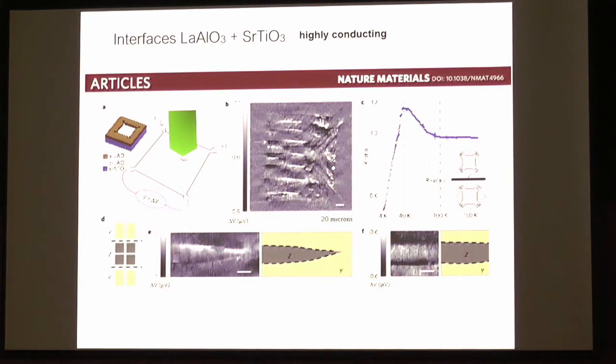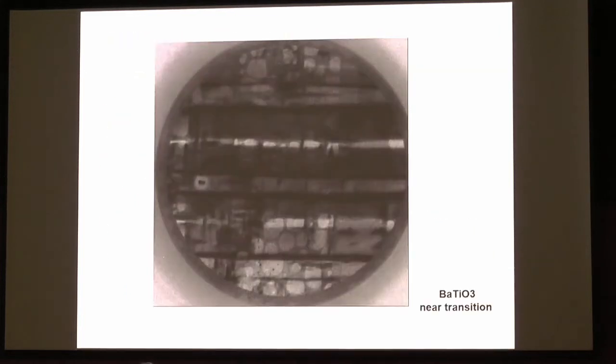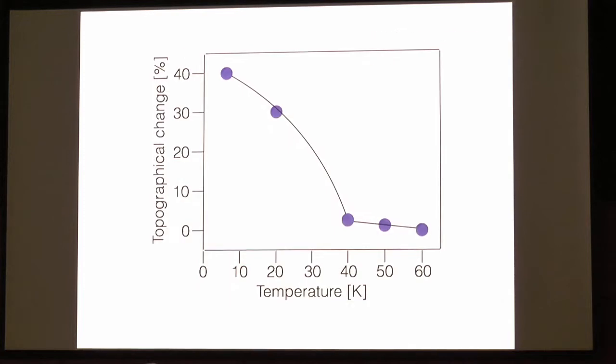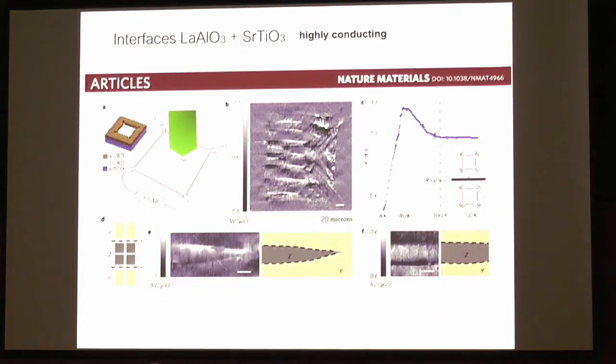Okay, so last picture, if you have an interface between LAO and STO, then you know you have the free electrons or quasi-free electrons, and you can measure the domain structure in strontium titanate via the free electrons, because they influence the electron path in the interface so much that in that case you can see the interfaces here.